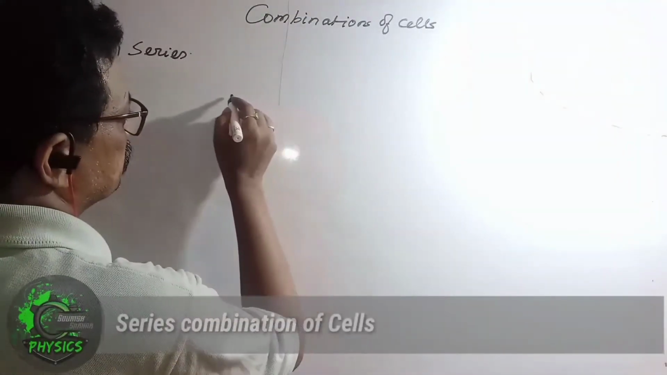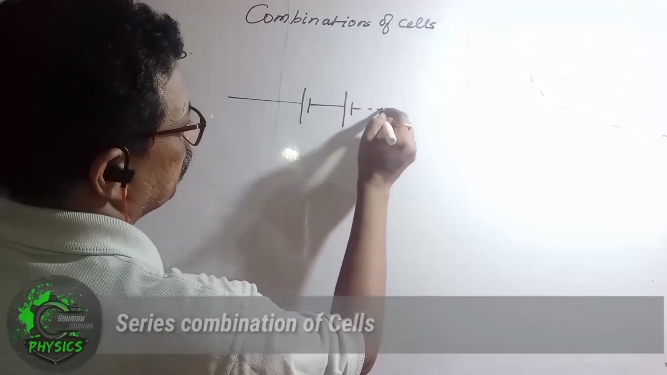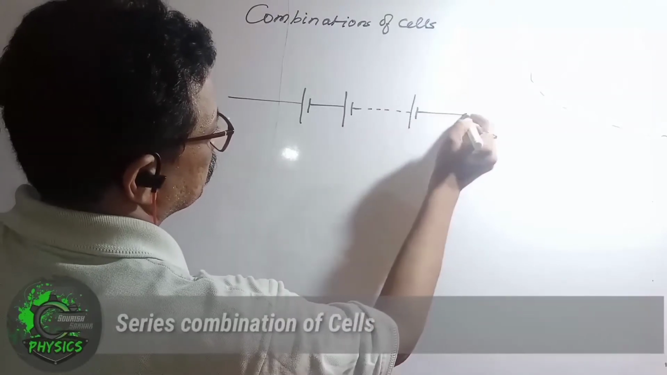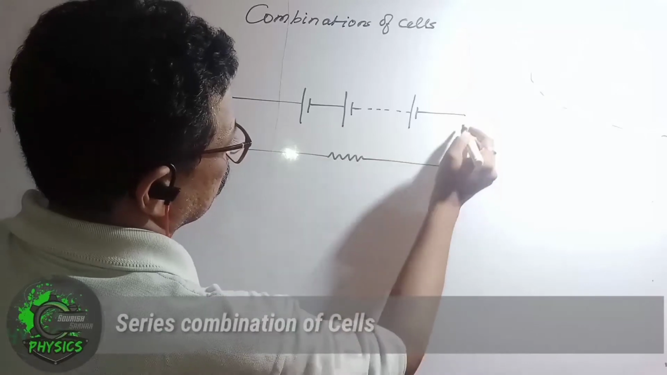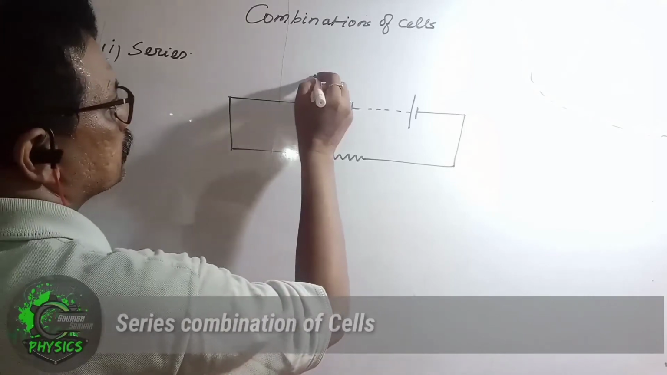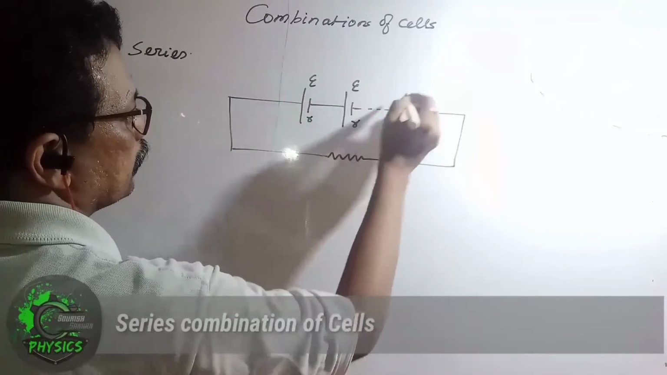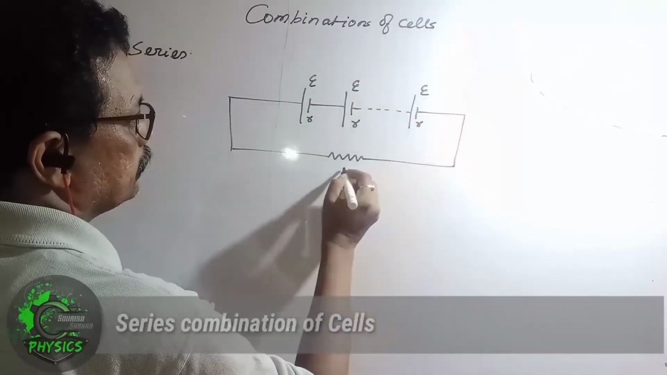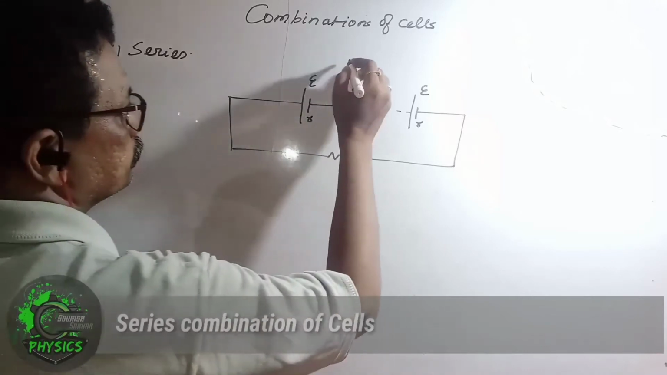What is series combination of cell? When a number of cells are connected one after another in this way across any resistance, then such combination of cells is known as series combination of cells. Suppose each cell is of EMF E and internal resistance r, and it is connected to external resistance capital R.